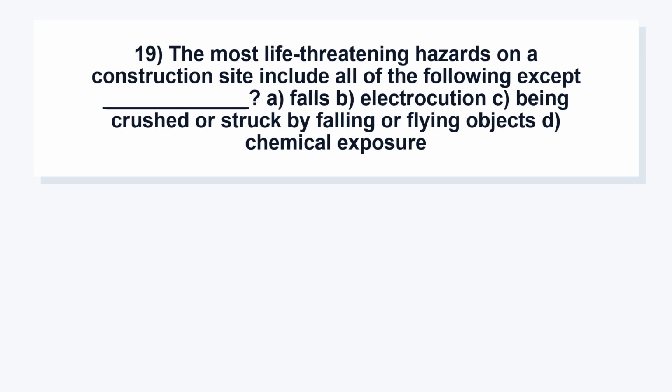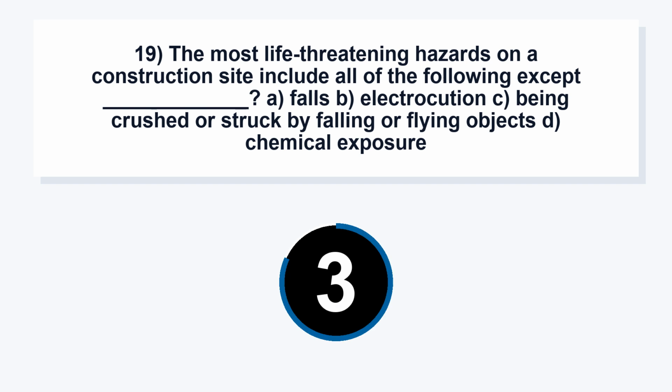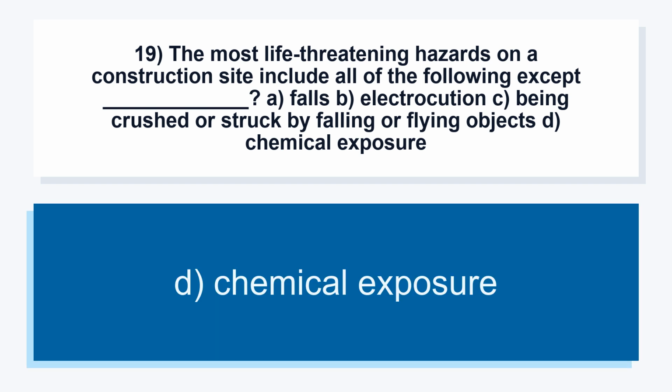19. The most life-threatening hazards on a construction site include all of the following except blank. A. Falls. B. Electrocution. C. Being crushed or struck by falling or flying objects. D. Chemical exposure. D. Chemical exposure.